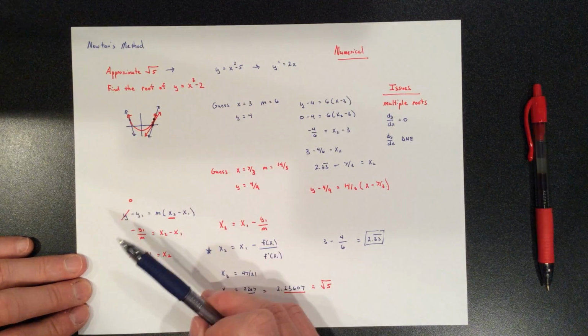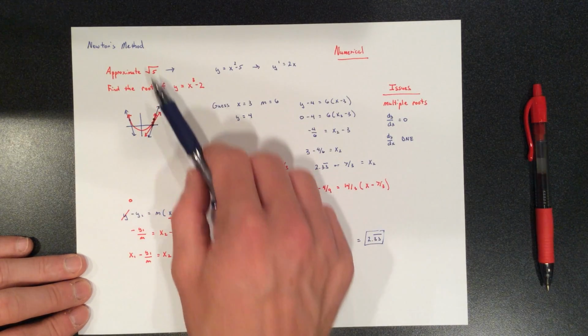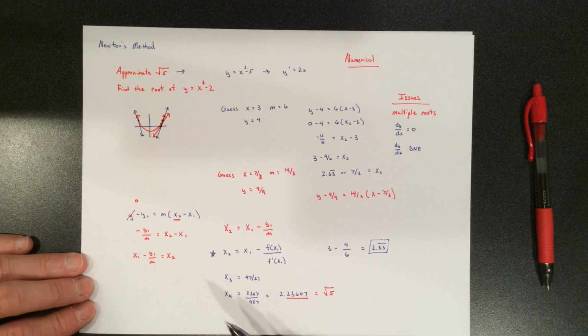Okay, so Newton's method is a numerical method in order to approximate roots, approximate square roots, and certainly it's got other options, but those are kind of the classic 2 examples to look at.